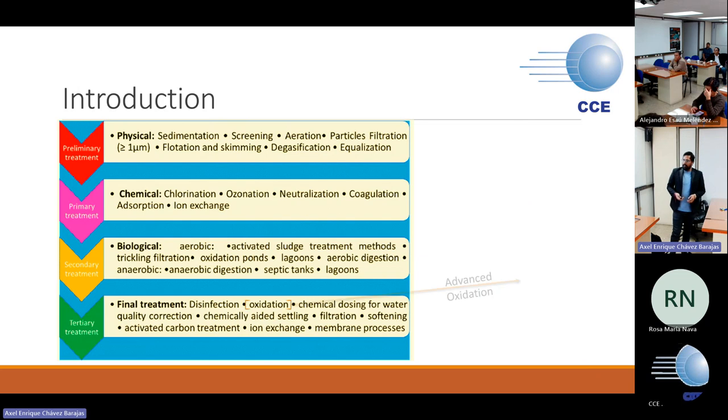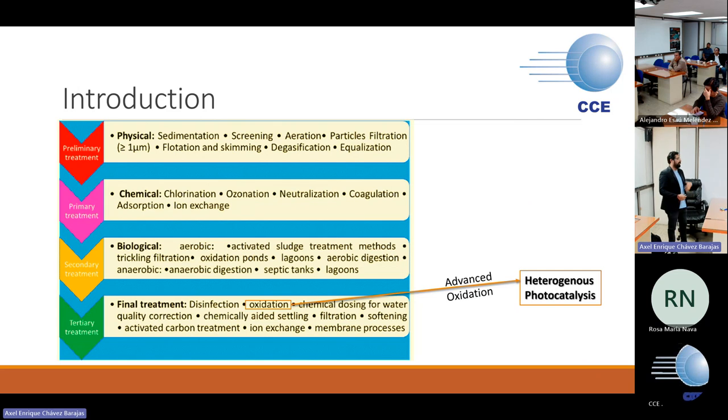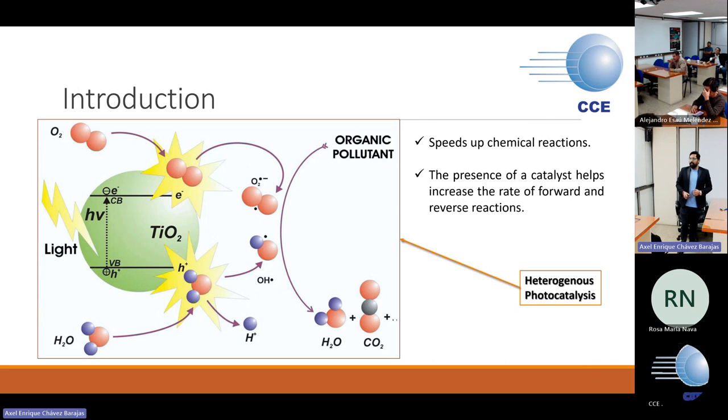One important final treatment that we work on is the advanced oxidation method, heterogeneous photocatalysis. There are a lot of names, but basically photocatalysis, as the name says, catalyzes the reaction so it degrades much faster. We say heterogeneous because the contaminant is in liquid form and our catalyst is in solid form, so there are two different phases, solid and liquid together. The most popular catalyst we use is titanium oxide.